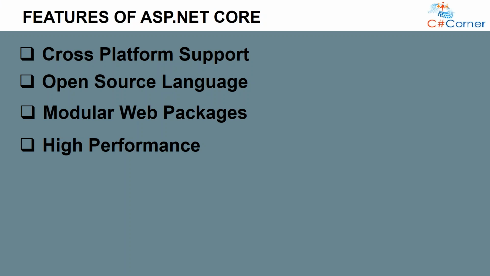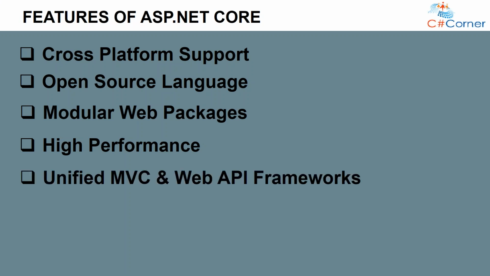Compared to the execution of other languages, ASP.NET Core is much faster from the execution point of view. It unifies the MVC and Web API frameworks. Like the previous versions of ASP.NET, ASP.NET Core also supports the MVC architecture, and it also supports the Web API frameworks.